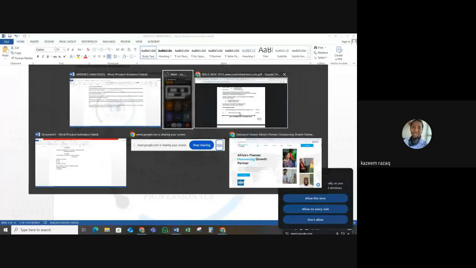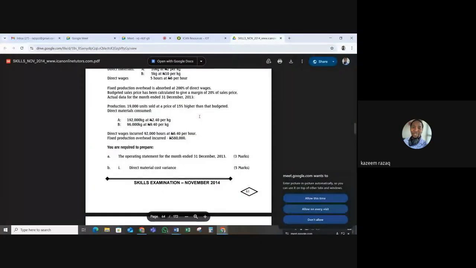Now, what's our question here? In the question given to us, we have the fixed production overhead incurred, which is the actual, am I right? Yes, sir. And they said that fixed production overhead is absorbed at 200% of direct wages. Now, before we go into that, what is the standard fixed production overhead?